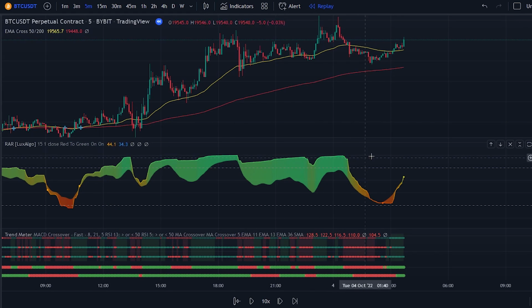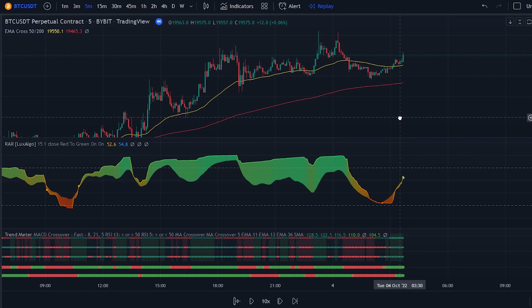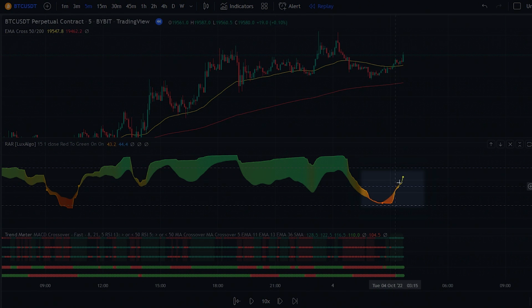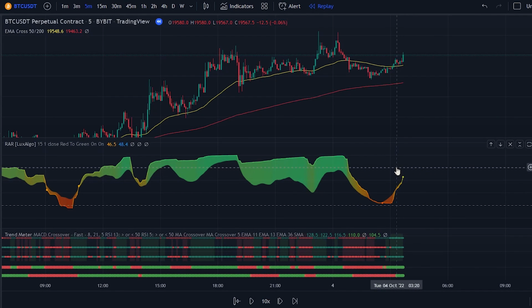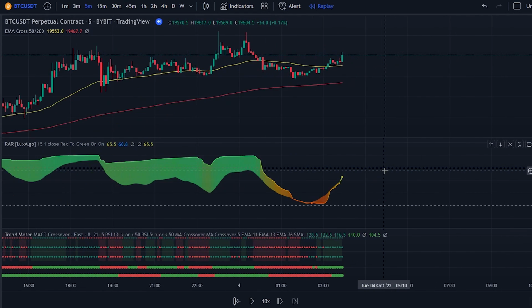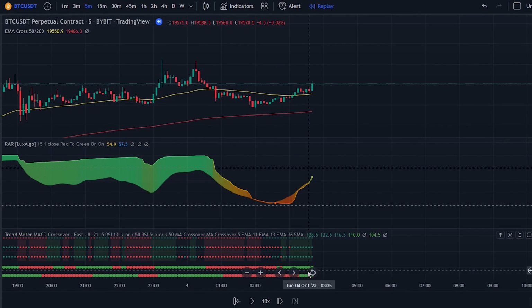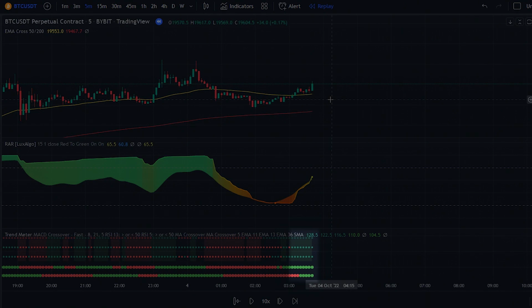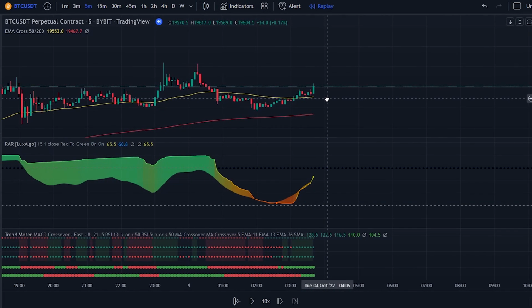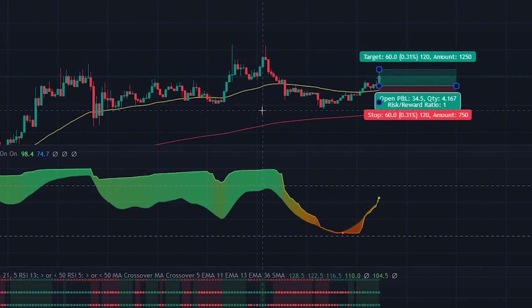Secondly, we will check the Rainbow RSI indicator. A circle was printed and the Rainbow RSI is pointing to the upside. This again indicates that bullish momentum has entered into the market. Lastly, we need to check the trend meter and make sure that all the dots on the trend meter are green. As you can see, all of the conditions were met, so we will enter into a long.